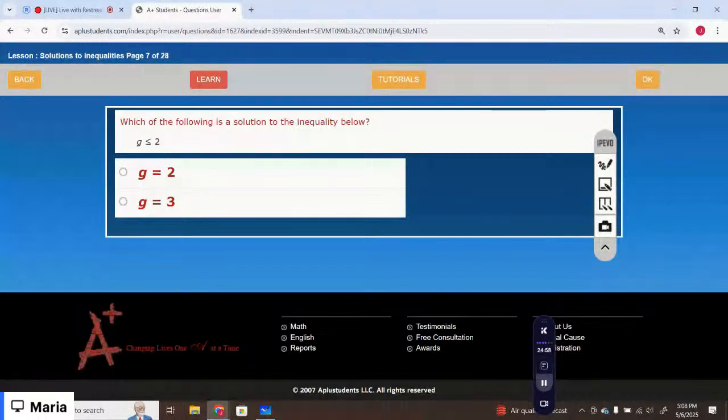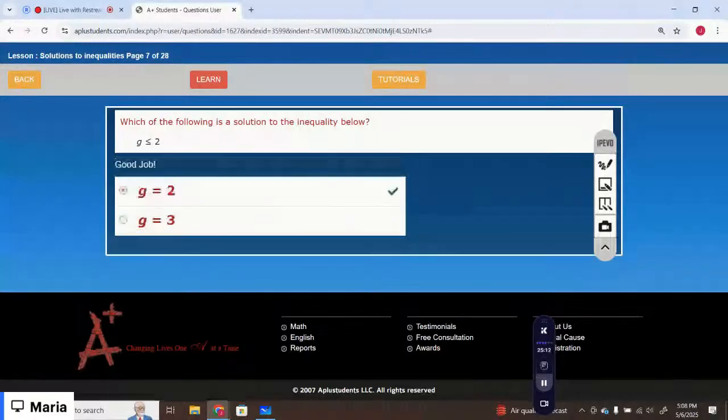Which of the following is a solution to the inequality below? Option number 1 is the correct option because 2 is equal to 2.